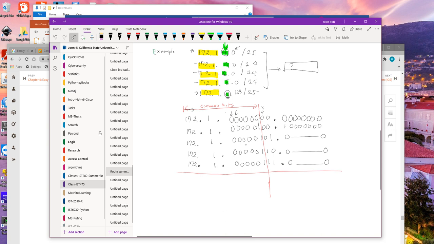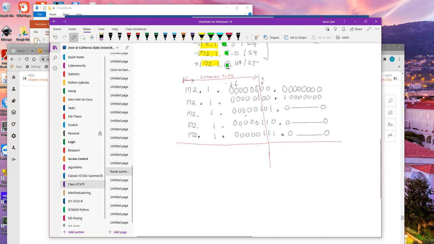So I can summarize these IP addresses. First, I'm going to summarize the IP address. 172.1. And then for the common bits, I'm going to just copy them down exactly. So it's going to be 0, 0, 0, 0, 0, 1, right? And then the remaining bits, I'm going to put all 0, just like a subnet mask. And it's going to be 0, 0, dot. Everything is going to be just 0. Okay, so that's my summary route, summary IP address, right?